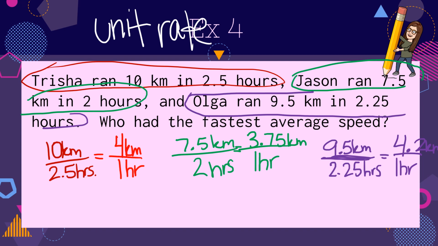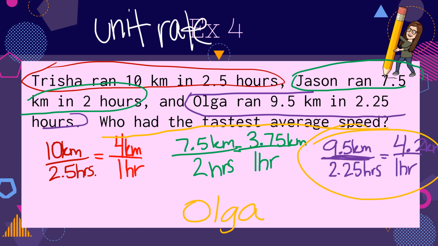Now, let's take a look. Our question that we're trying to figure out is who was the fastest? Who ran the furthest in 1 hour? In 1 hour, Olga ran 4.2 kilometers. She ran further. So she is the faster runner.